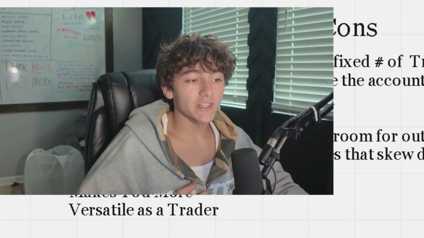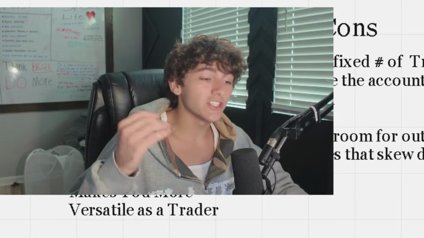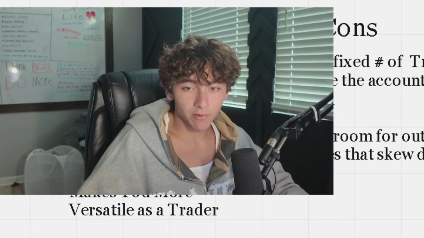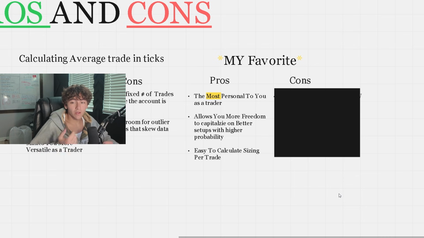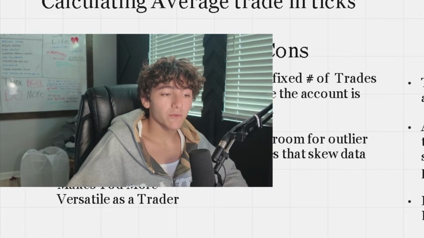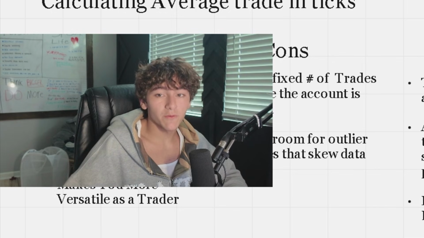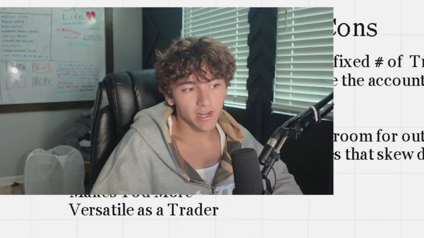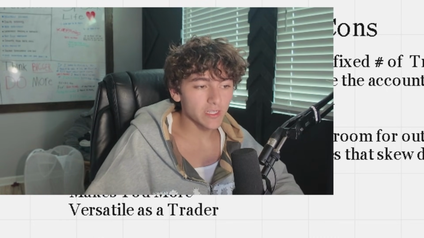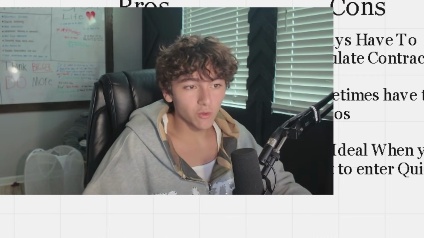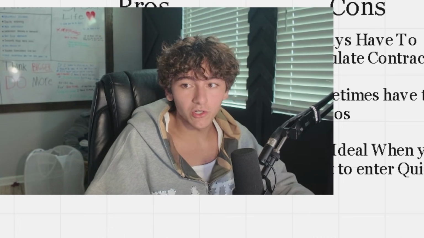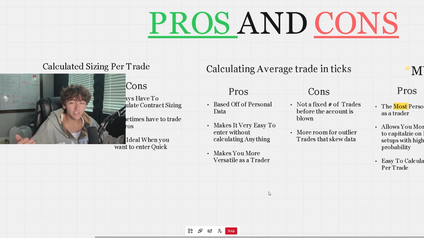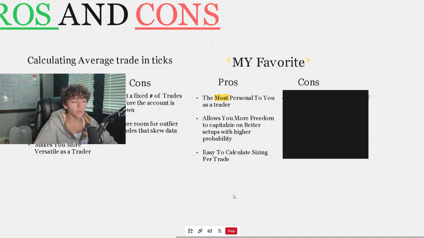Also, one of my favorite things about this style of risk management is because it is so easy to calculate your sizing per trade. When we are trading NQ, which is what I typically trade, every single tick is $5. So this means if we're going based off of a certain amount of trades before we end up blowing the account, we're able to calculate very quickly how many contracts we can enter with while also maintaining good risk management, because the math is way easier to apply than the second one, but also we are able to enter the trades just as quick as we would be able to do with the second method. So with this one, you get the best of both worlds in my opinion.